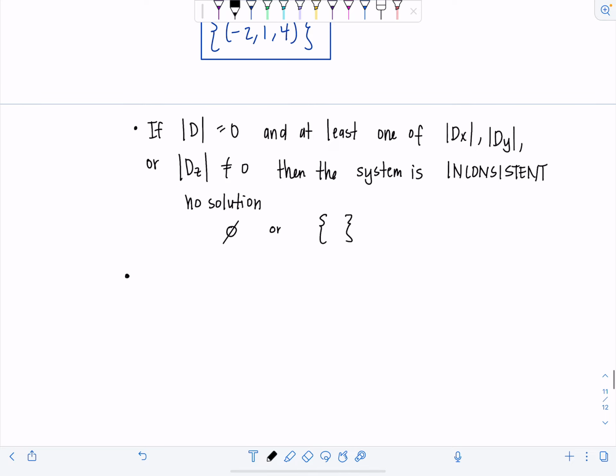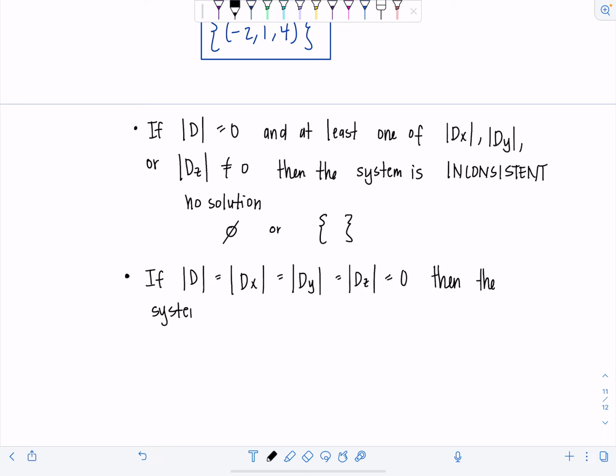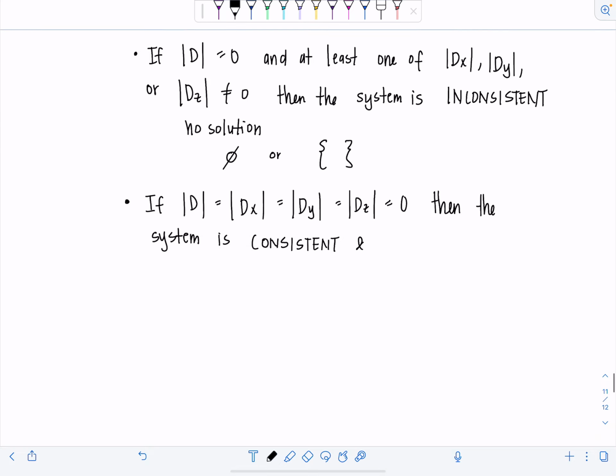Okay, other scenario, if the determinant of that coefficient matrix and all of the other determinants, so dx, dy, dz, whatever variables you have, if they are all 0, all of them, then that means the system is consistent, okay? It will have a solution. It's just that it's dependent. So that means it has infinitely many solutions.